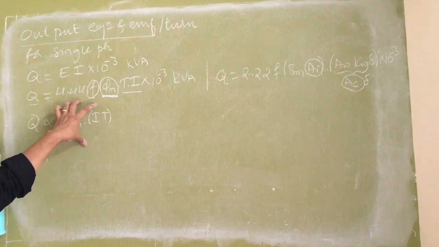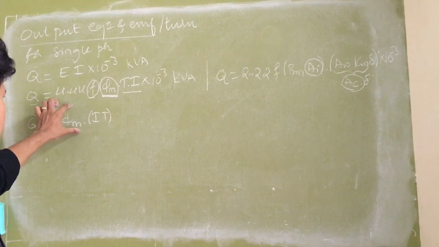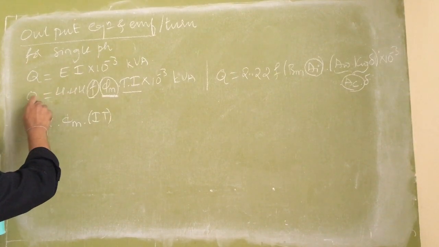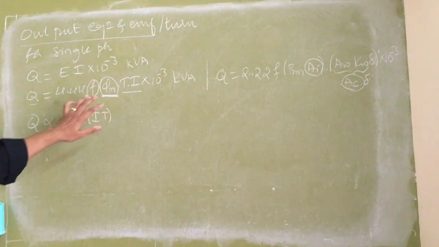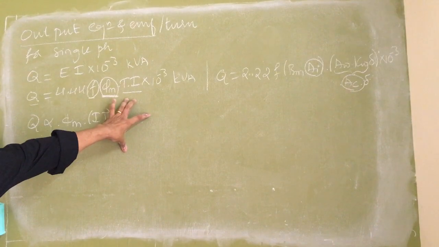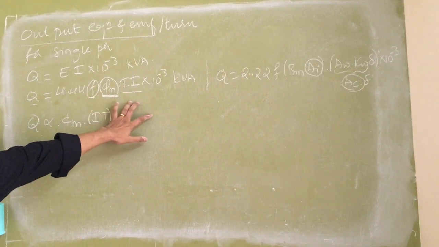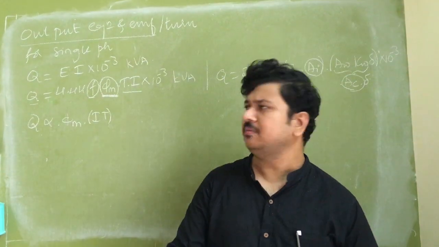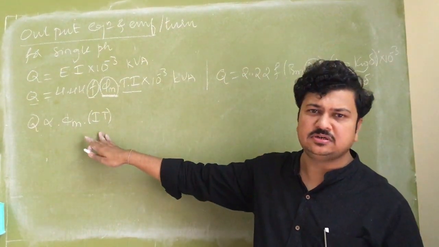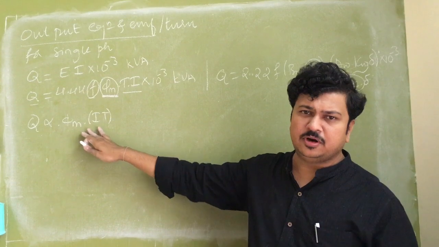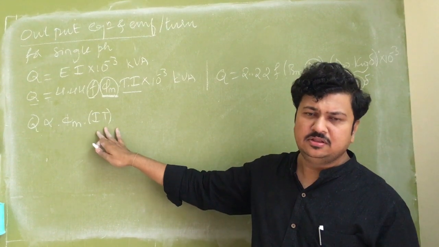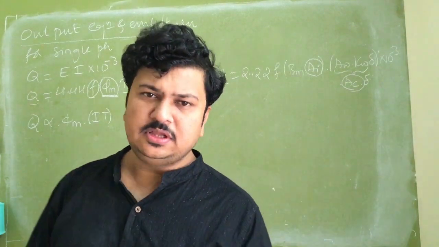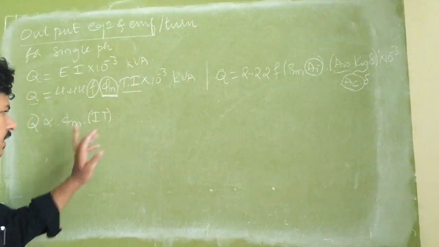So from this output equation we can see that the output is only depending upon the product of phi m and IT, flux and ampere turns. The product of flux and ampere turns has to remain constant. If the product has to remain constant, then the ratio will also remain constant. So I will take the constant ratio of phi m to IT.